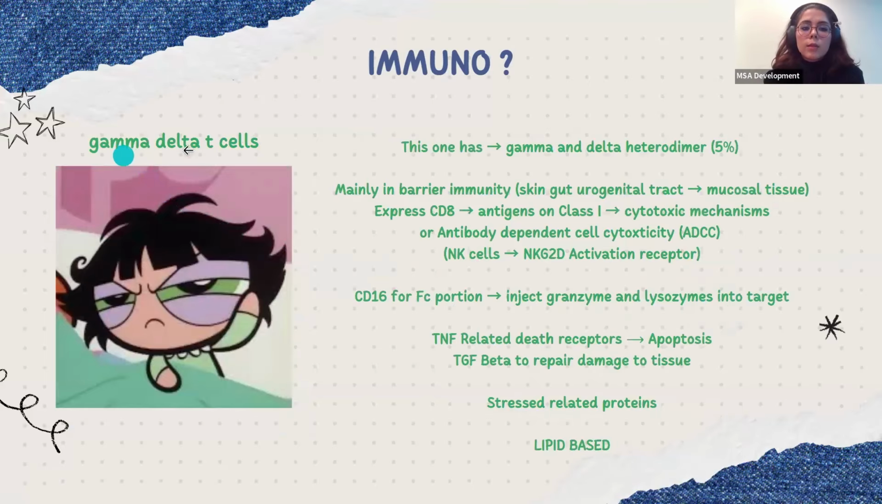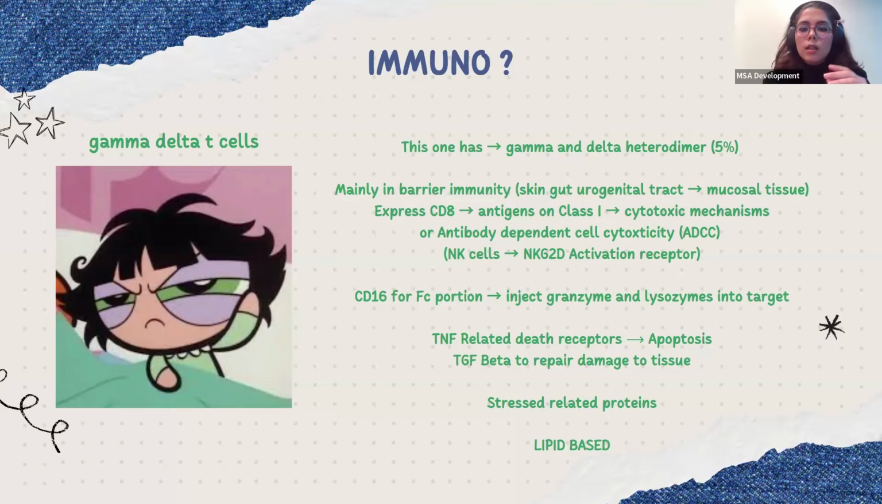The next thing is gamma delta T cells. It has a gamma delta heterodimer. It's 5% of the T cells that are made. It's barrier immunity, so think mucosal tissue, the skin, the gut, the urogenital tract. The way this cell reminds me of Buttercup is the fact that she's very rash in the show. She's just punching whatever is in her face. Gamma delta T cells are almost the same.